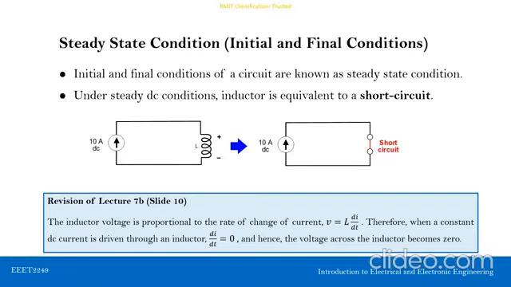We have seen in lecture 7b, slide 10, that the inductor voltage is proportional to the rate of change of current, which says v equals L di/dt. Therefore, when a constant DC current is driven through an inductor, di/dt equals 0, and hence the voltage across the inductor becomes 0.